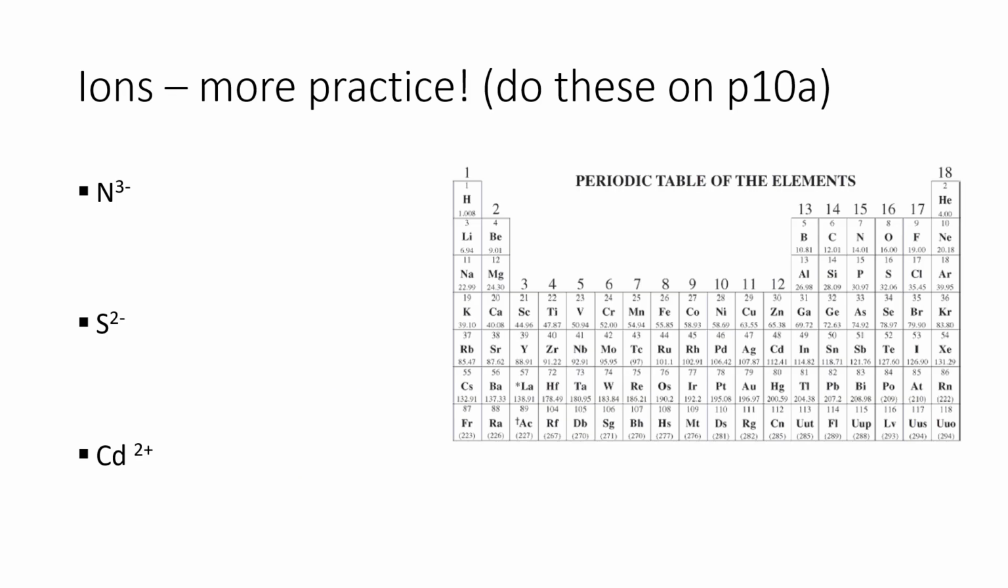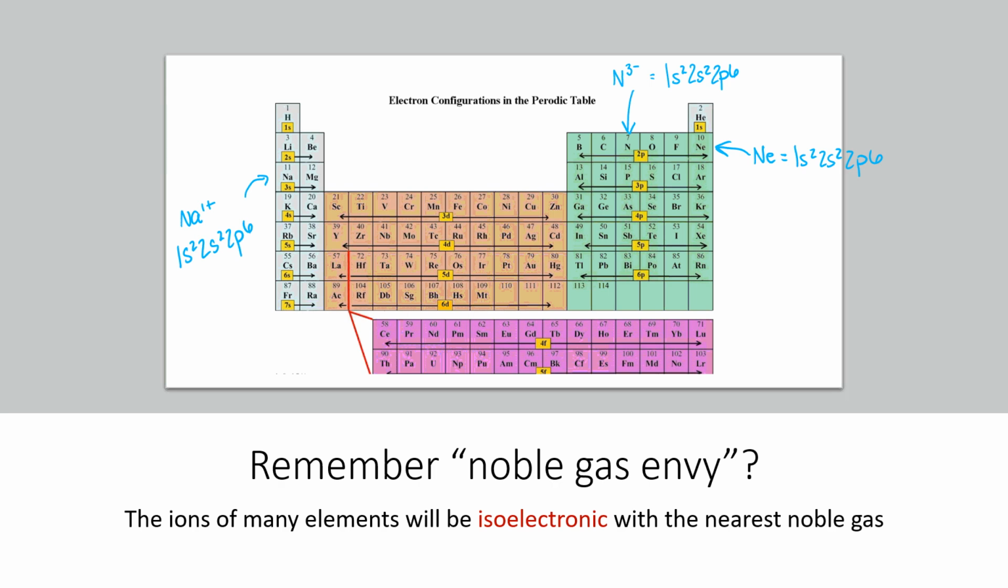Okay, so some more practice here. The nitrogen 3-, actually we did that example over here on this page. So N3- is 1s2, 2s2, 2p6. It looks just like neon.